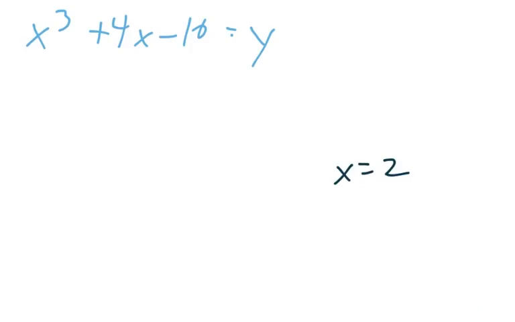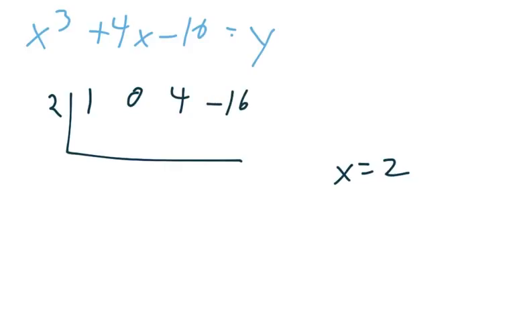So what I'm going to have to do for this one is I'm going to have to divide. I do 1, 0, 4, negative 16. The 1 drops straight down. 1 times 2 is 2. 0 plus 2. 2 times 2 is 4. 8, 16, and 0.